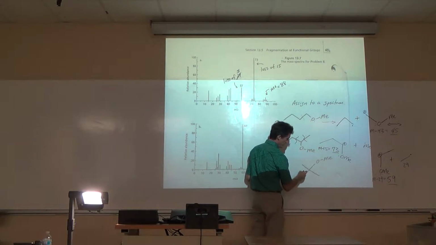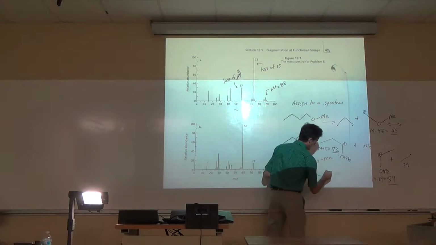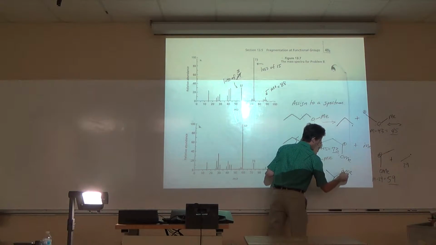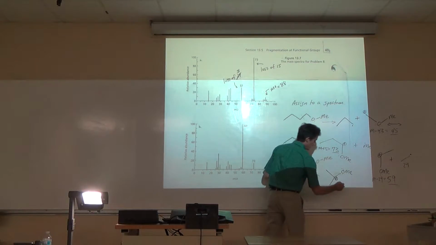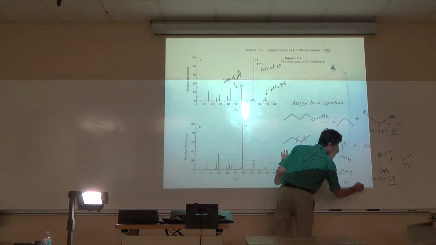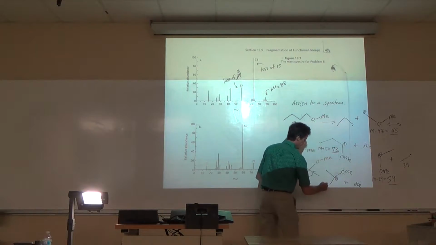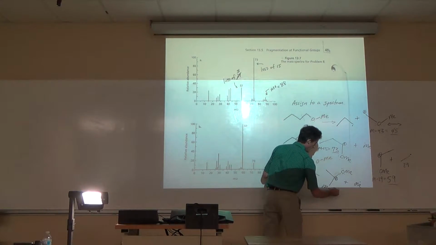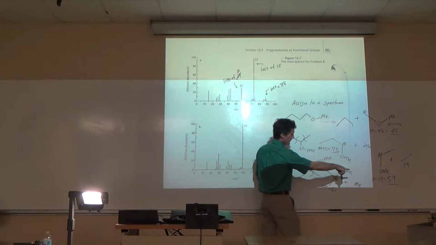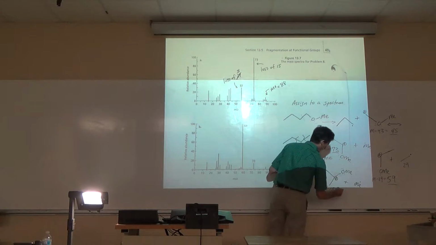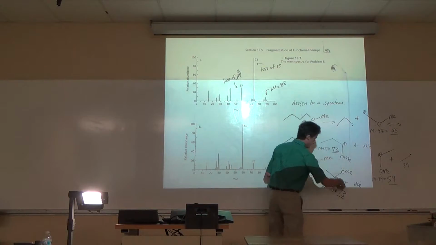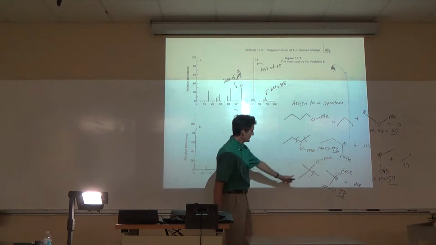Next to a lone pair, want to make cation here. How do you get cation there? You cleave either one of these, that's the same thing. Cleave here, we would get cation next to a lone pair plus a methyl radical. This is M minus 15. We had an M minus 15 up here as well, didn't we? Equals 73. We also predict a 73 here.